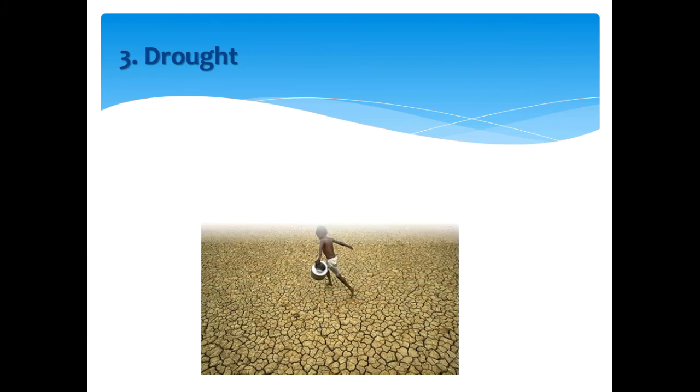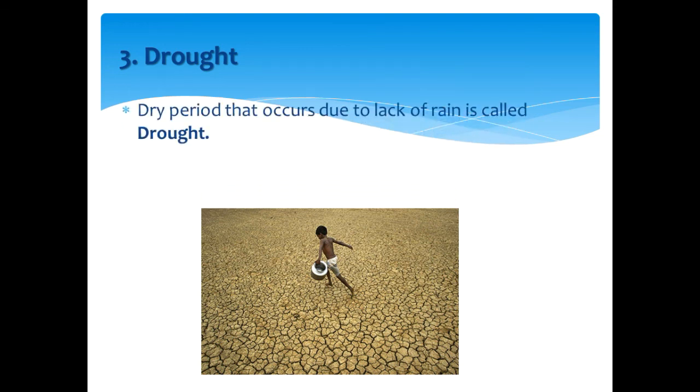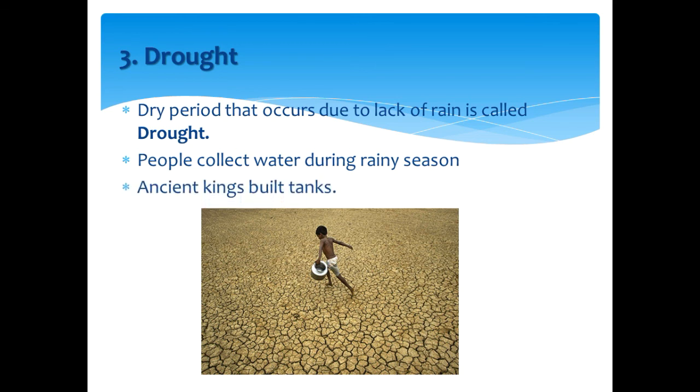At a certain time period, a dry weather condition may occur in that area. A dry period that occurs due to lack of rain is called drought. To overcome this, people collect water during the rainy season. In ancient times, kings built tanks for this purpose. Today, many people make water collecting tanks to collect water during the rainy season.